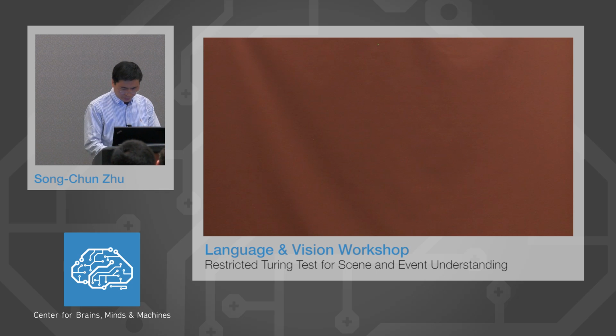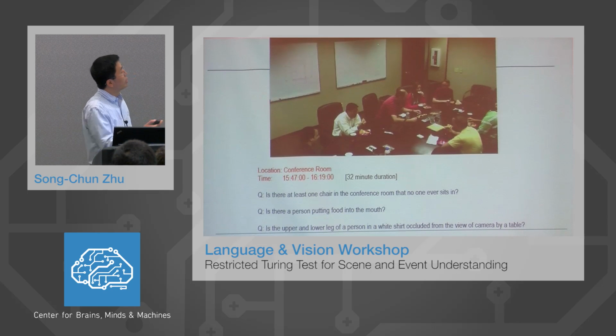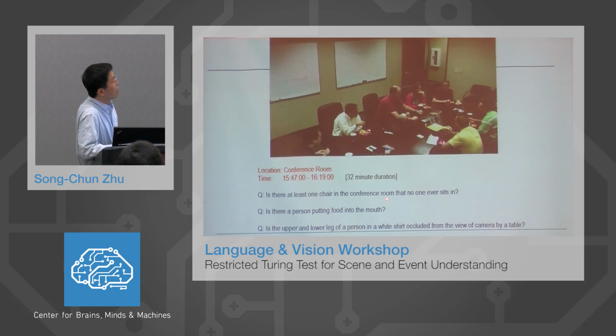questions. Okay, very quickly. So this is in a phase 2 test. They ask a question like this: in this room within 32 minutes, is there at least a chair in the conference room no one ever sits in? Actually, there is a chair here. No one ever sits. You have to check all the people around to see a chair not being sat in. The answer would be yes.